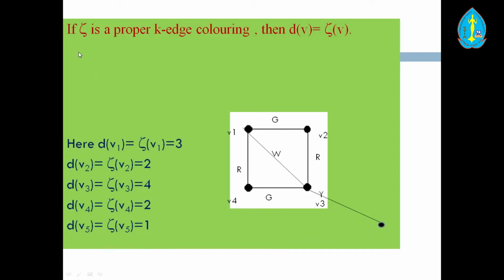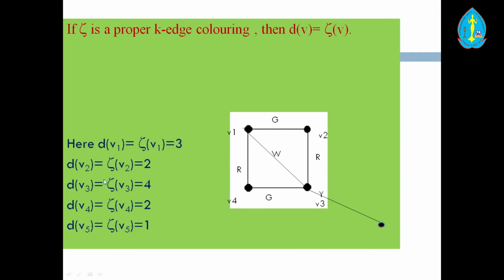Suppose C is a proper k-edge coloring, then the degree of v equals the number of colors represented at v. Here we give a proper k-edge coloring, with colors green, white, red, and yellow. Adjacent edges have distinct colors, so this graph has a proper 4-edge coloring.